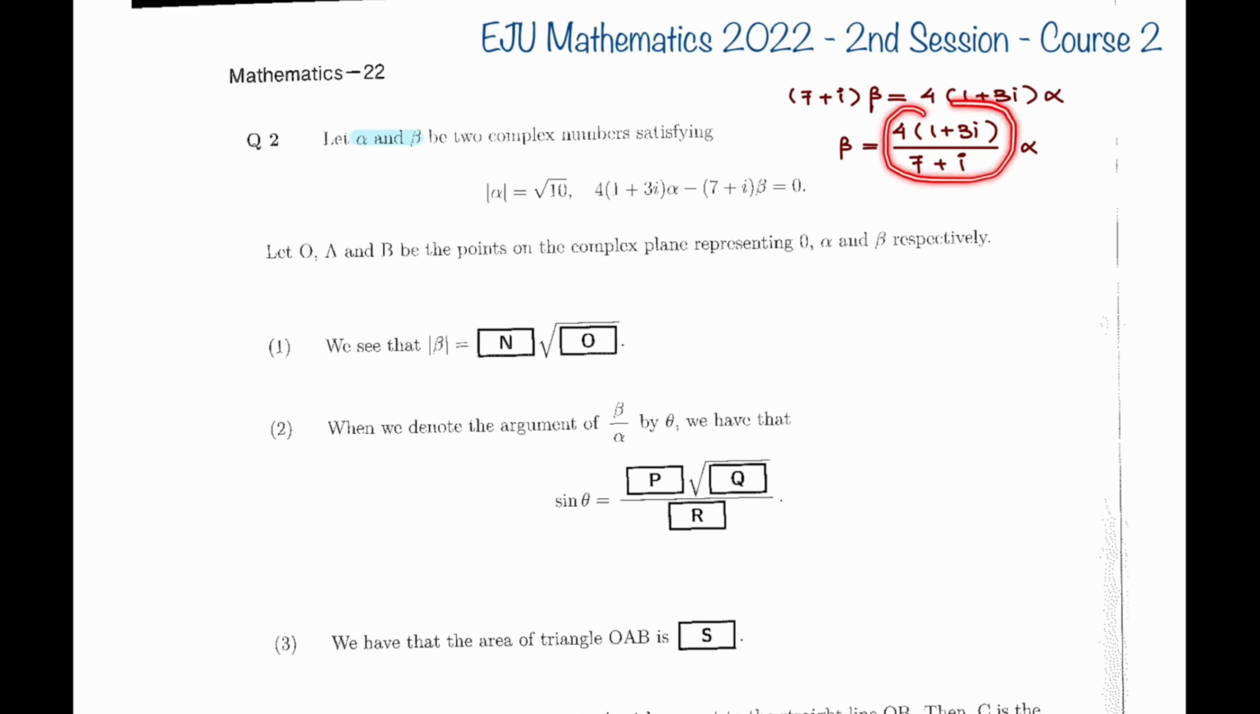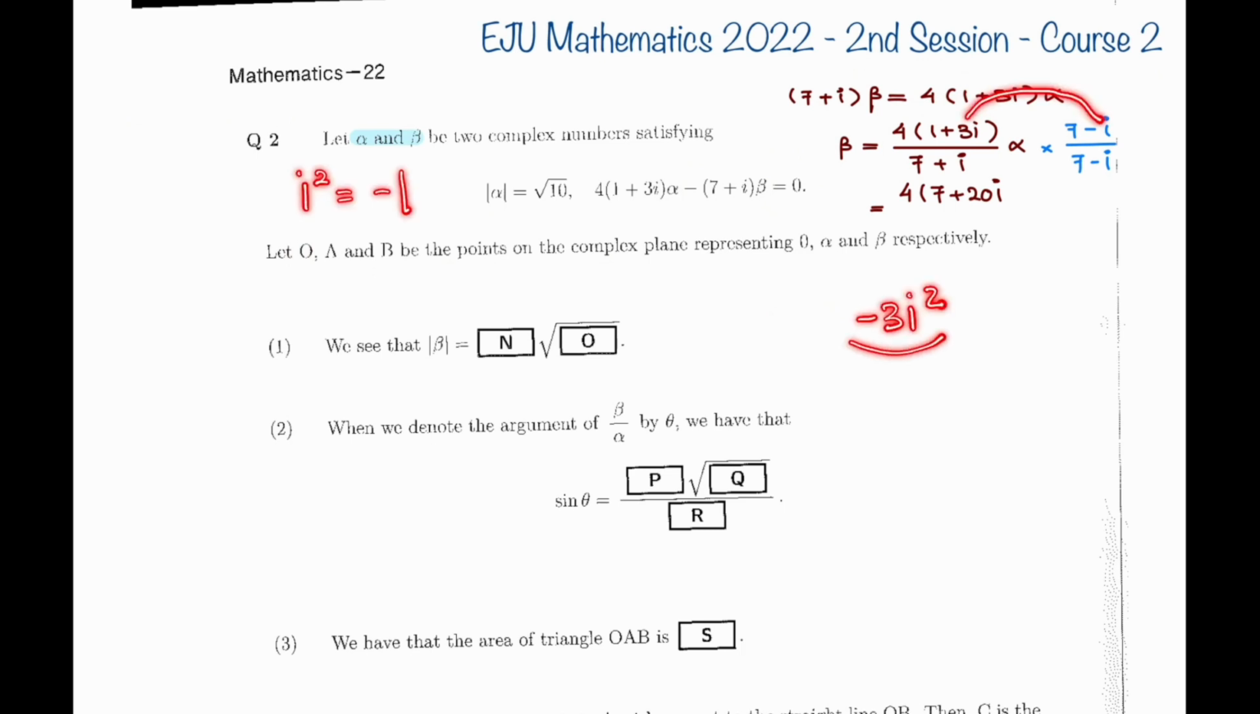I will simplify this expression first by multiplying both numerator and denominator with the conjugate of the denominator. Since the denominator is 7 plus i, I will multiply both the numerator and denominator with 7 minus i. If you simplify this expression, you will get 1 times 7, which is 7, so I have 4 times (7, negative i, plus 21i, so we have plus 20i, and then negative 3i squared. Don't forget, in complex numbers, i squared is equal to negative 1. So negative 3 times i squared here is positive 3.